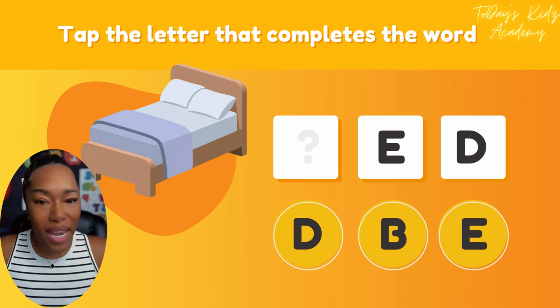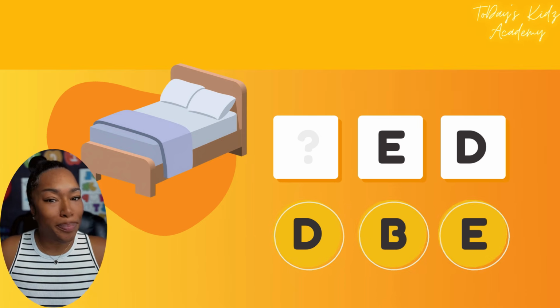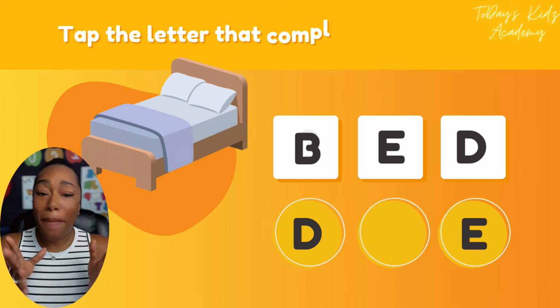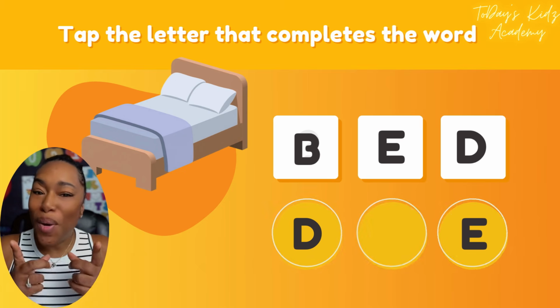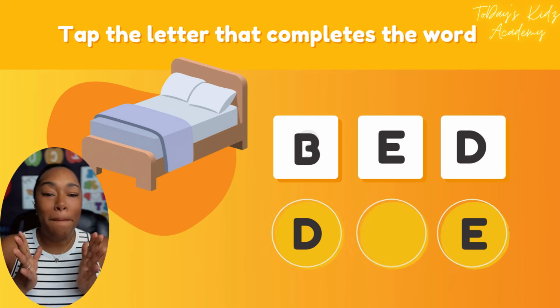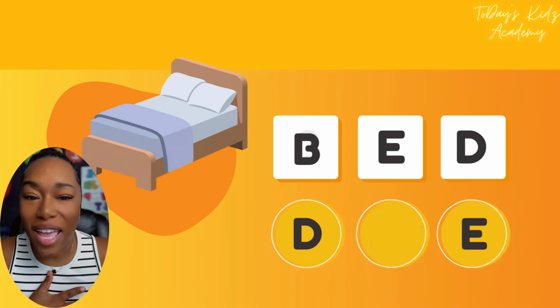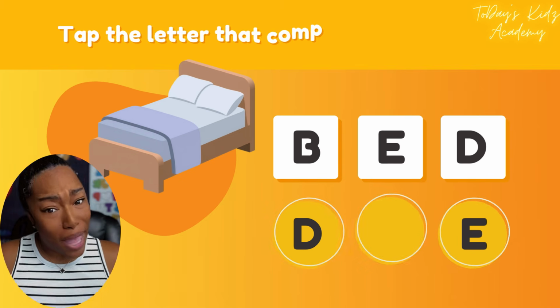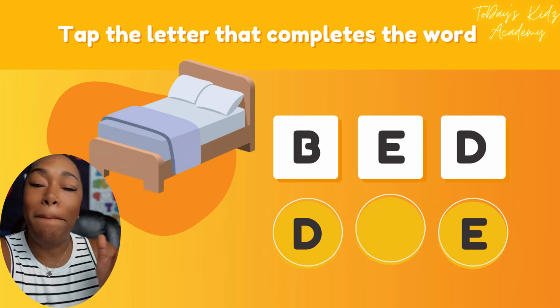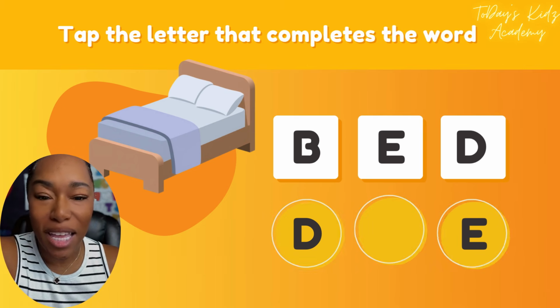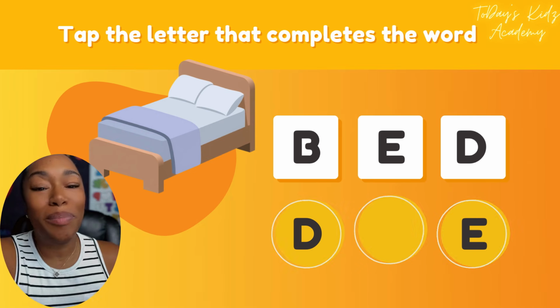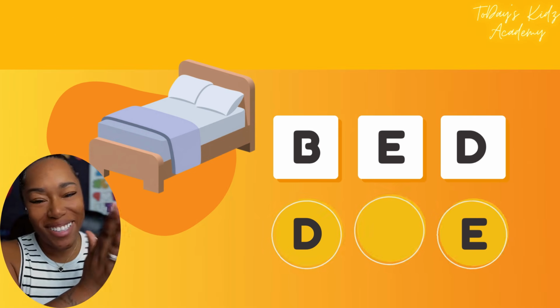Bed. Tap the letter on the screen if you know the missing letter in bed. Bed. If you pick the letter B, you're right. Bed. Now spell bed with me. B-E-D. Bed. Good job, guys.